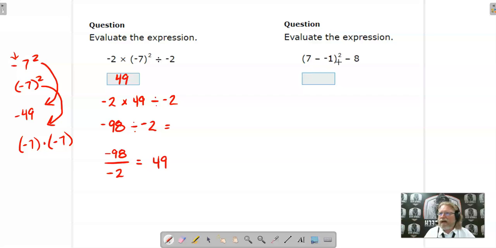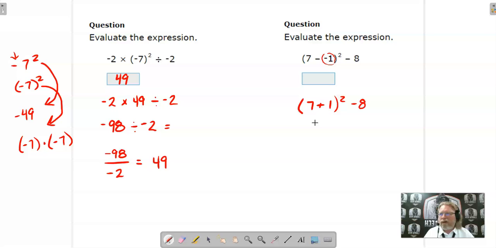On the next one here, I have a minus a negative again, and it's like you're taking away a negative, kind of a double negative thing going on. So I'm going to rewrite this 7, change this subtraction to addition, and change the value that comes after that sign to its opposite. Opposite of negative 1 is 1. And let's bring down that square and throw on that minus 8.